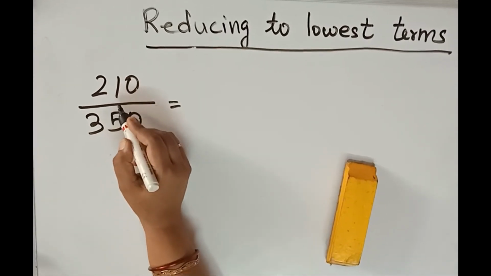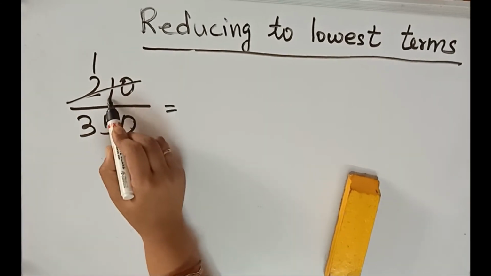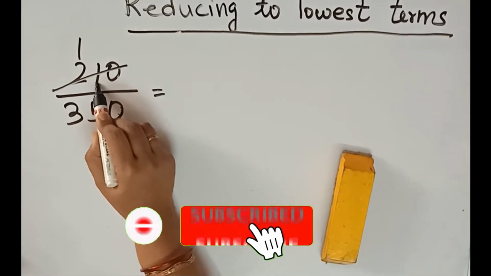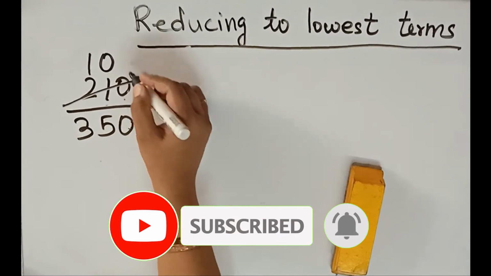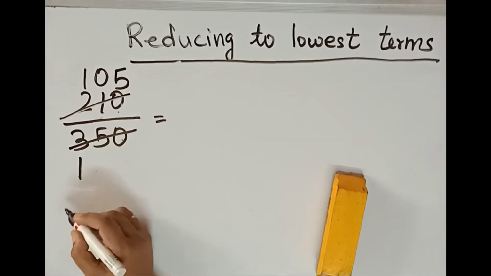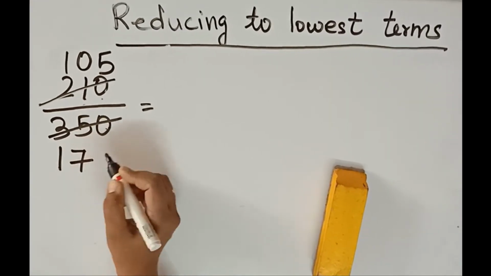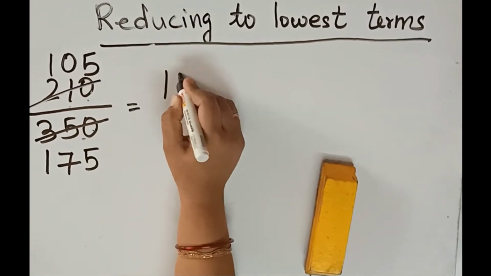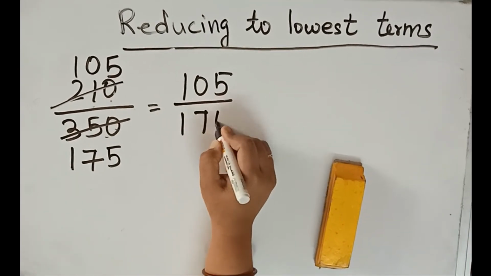Now we have to do the cancellation. 2 1s are 2. Then the next number is 1. So this one number we are not able to divide by 2, so it will come 0. Then it becomes 10. 2 5s are 10. Now 2 1s are 2. 1 is remaining. It becomes 15. 2 7s are 14. 1 is remaining. It becomes 10. 2 5s are 10. So here it is 105 divided by 175.